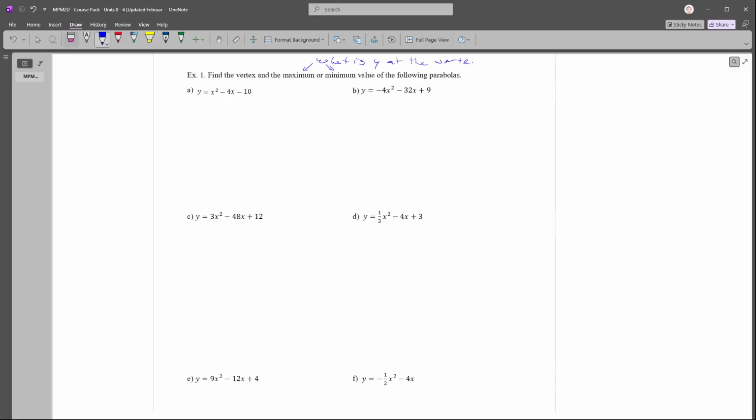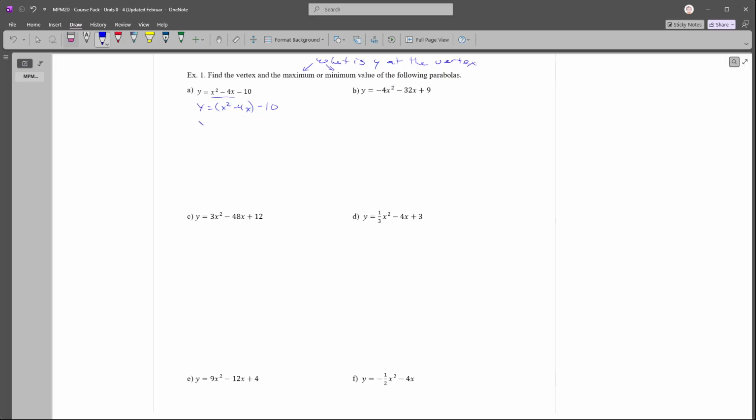That's all the maximum minimum is actually asking you. All right, so we're going to follow the process. In this case, we're going to take the first two terms and we're going to factor out a. There is no a this time. Awesome. That makes life easy. So we just have our two terms, x squared minus 4x. That's one term now. And we're going to have minus 10 sitting on the outside.